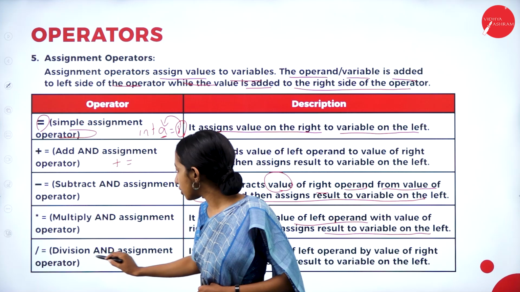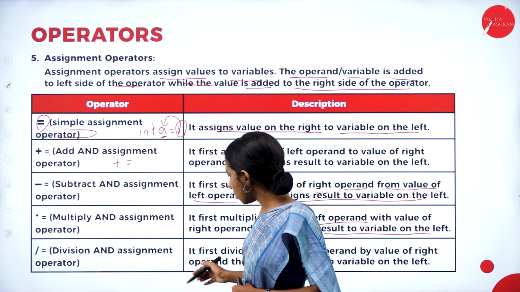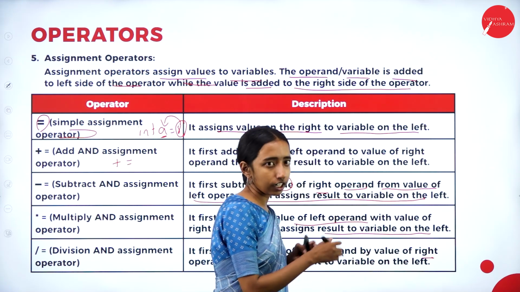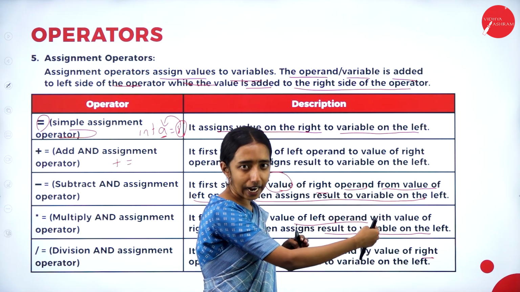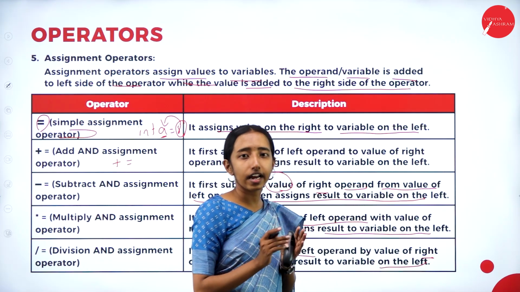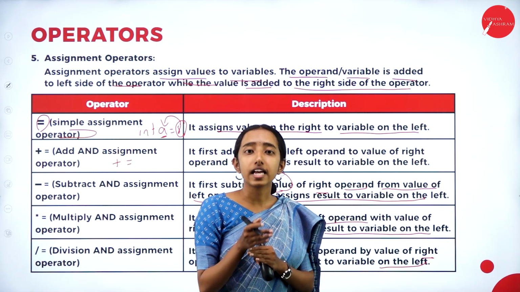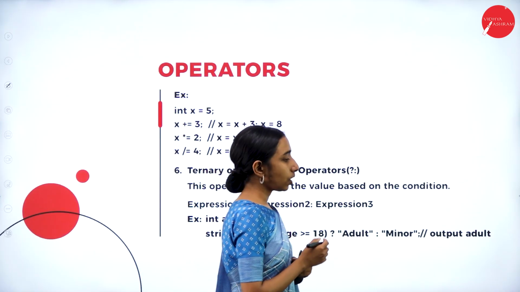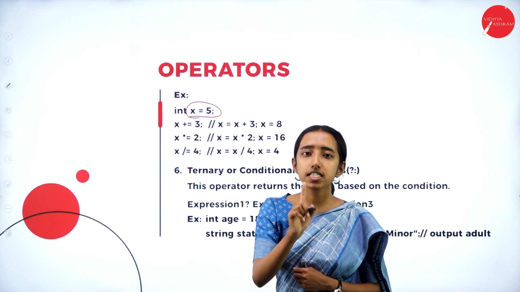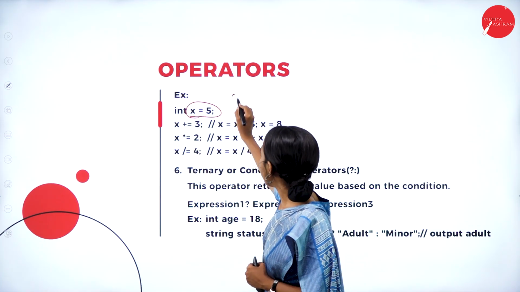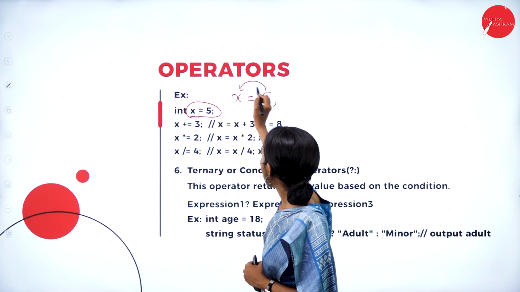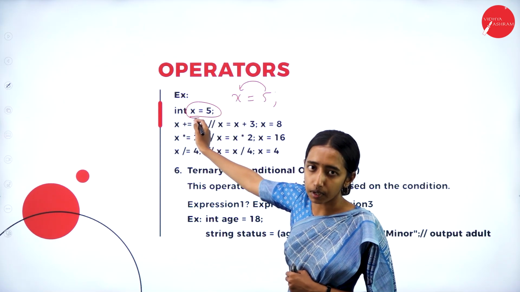Next we are having the division and assignment operator. In the same way, it first divides the value of the left operand by the right operand and assigns the value to the left variable. So it is just like an abbreviation. Let's see an example of how it works. Here you can see I am having int x = 5. It is the first simple assignment: I am assigning the value on the right side to the left variable x.